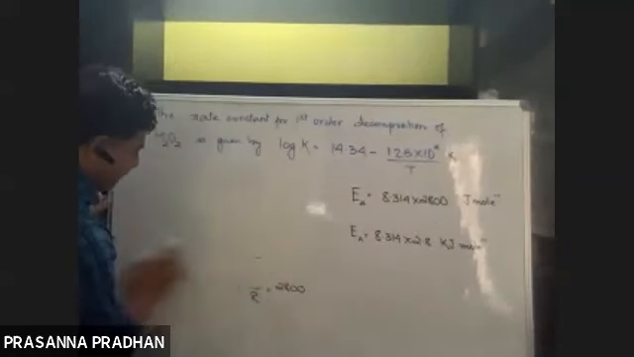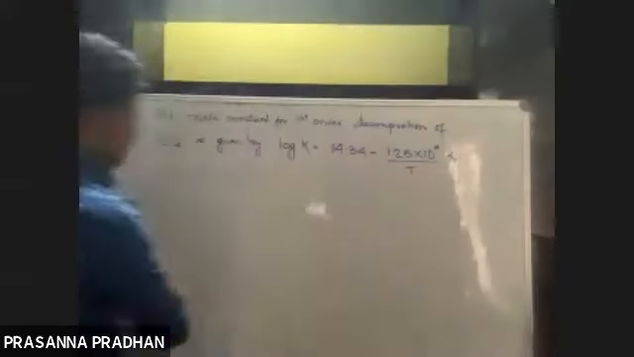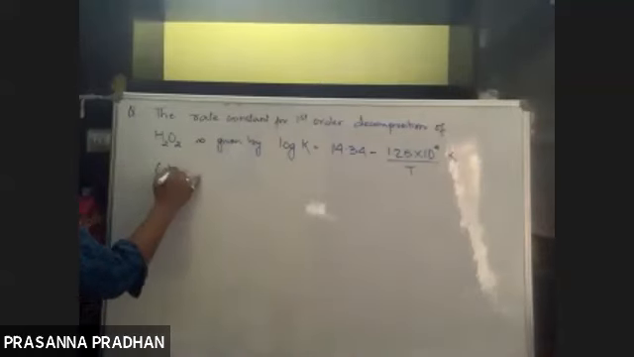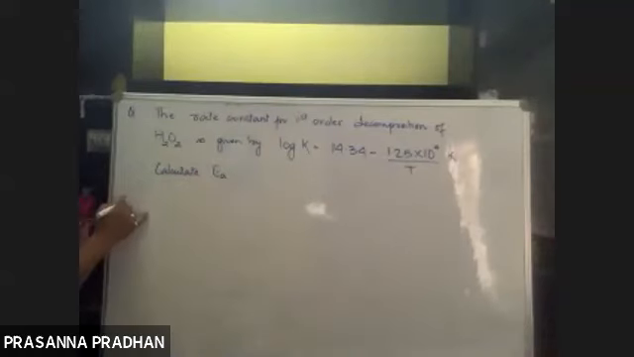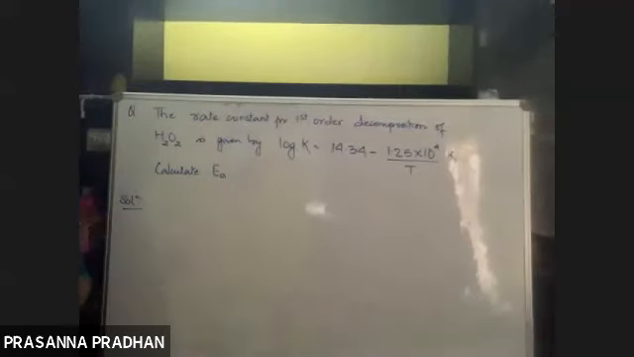Again, the question says calculate the value of activation energy, EA. Now, tell me this particular equation which is given out here. Okay, it is expressed in which form of Arrhenius equation? Here we see log, so it should not be a problem. So it is expressed in the log form of Arrhenius equation.